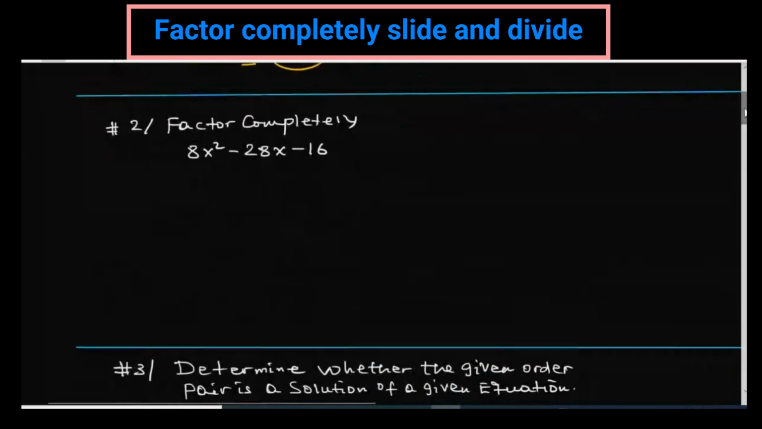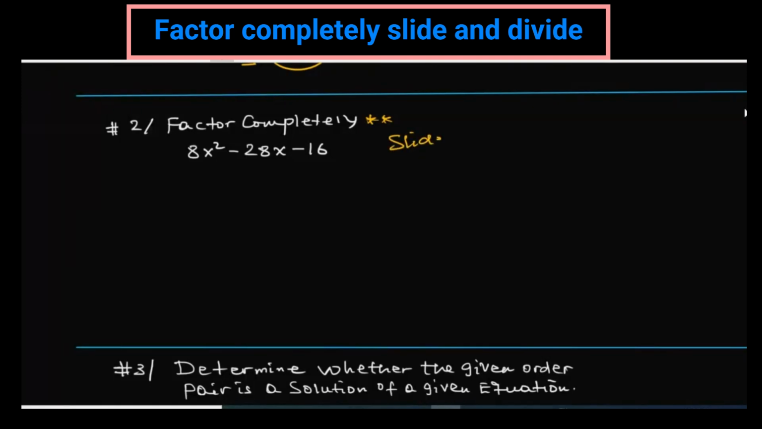The second question is saying factor completely. To factor this expression, even though there are different techniques, for now I'm going to show you the slide and divide method. But before going to the slide and divide method, we have to factorize and simplify this first.